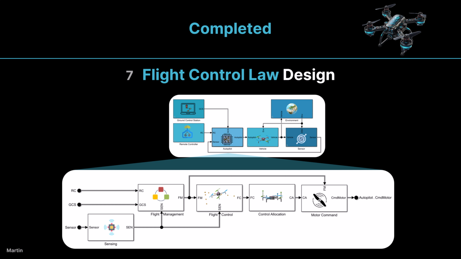All right, let's wrap up this session. We have now covered the three key subsystems of the Autopilot: motor command, control allocation, and flight control subsystems. I hope this session provided you with a clear understanding of flight control law design in Simulink.